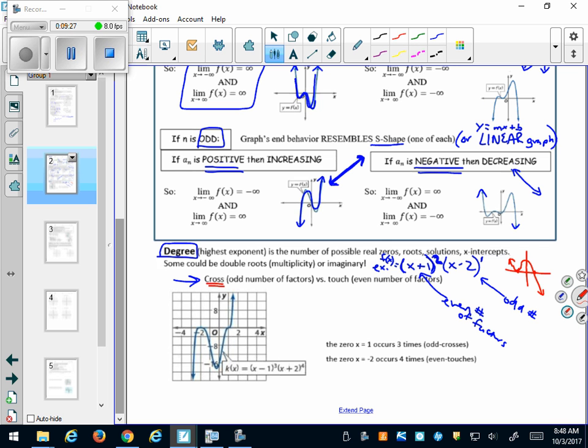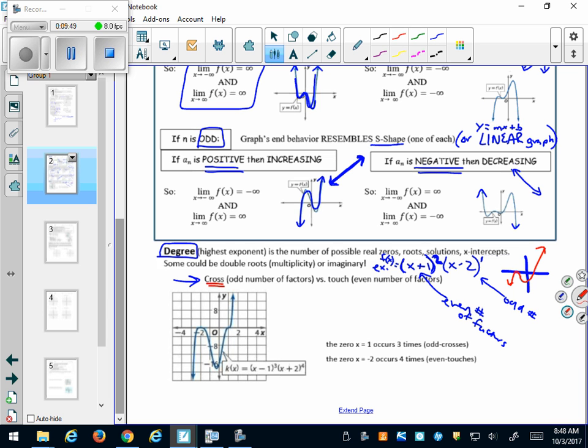Actually, I should have gone the other way. Yep, messing you up already. But I should have touched this way and then gone through like that. How do I know that? How do I know that I had it backwards? It's positive, so my end behavior has to match the positive, right?